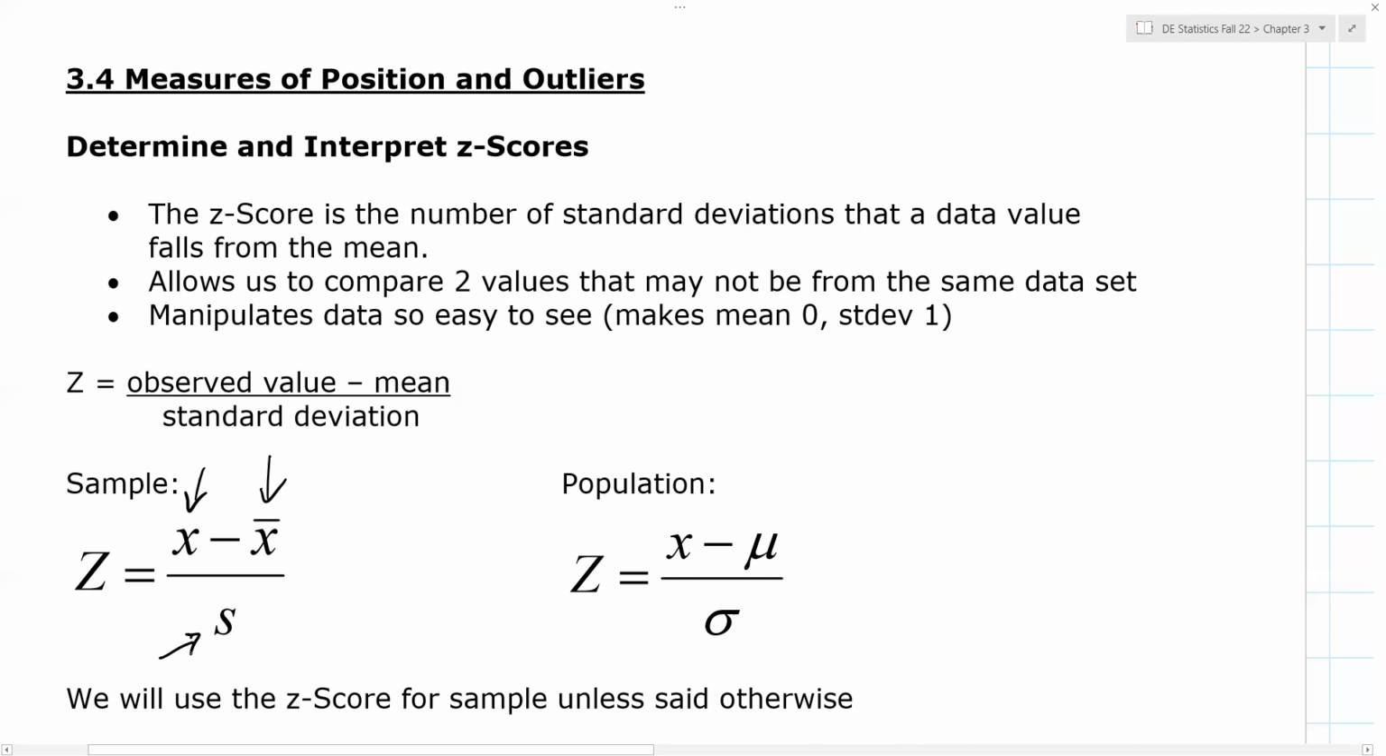Compare two different populations together to see how much above or below average they are based on their population. So you're not comparing absolute, you're comparing relative to their population, which is really nice.